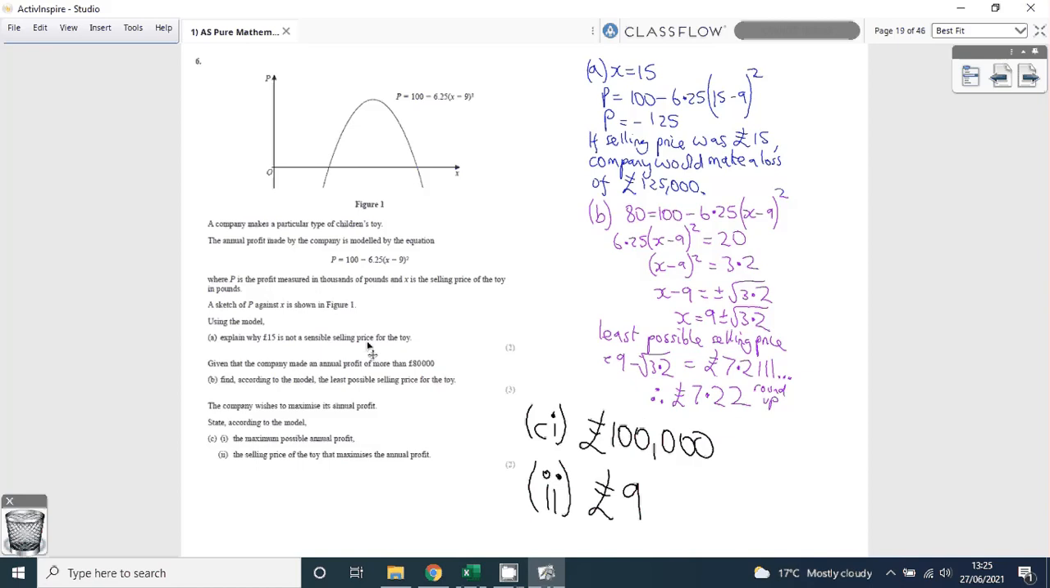And then what value of X will actually make this bit here 0? Well, that's when X is going to be £9, because obviously 9 take away 9 is nothing. Nothing squared is nothing. Nothing times 6.25 is nothing. So a price of £9 will maximise profit. A price of £9 will give us a profit of £100,000.